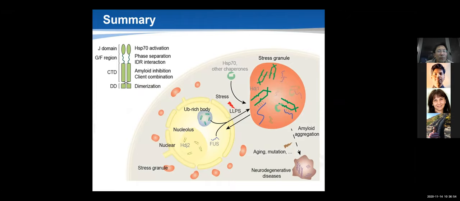So as a summary of this part, we found that HSP40 can undergo phase transition. Under normal conditions, it forms granule-like structures in the nucleus. Upon stress, it can get into the stress granule and stabilize FUS and other RNA binding proteins. It co-phase separates, chaperoning the phase separation state in the granule, maintaining its physiological function and preventing its amyloid aggregation. So under aging or disease mutation, when this balance is disrupted, FUS and other proteins may further form amyloid aggregation and deposit in neurodegenerative disease.